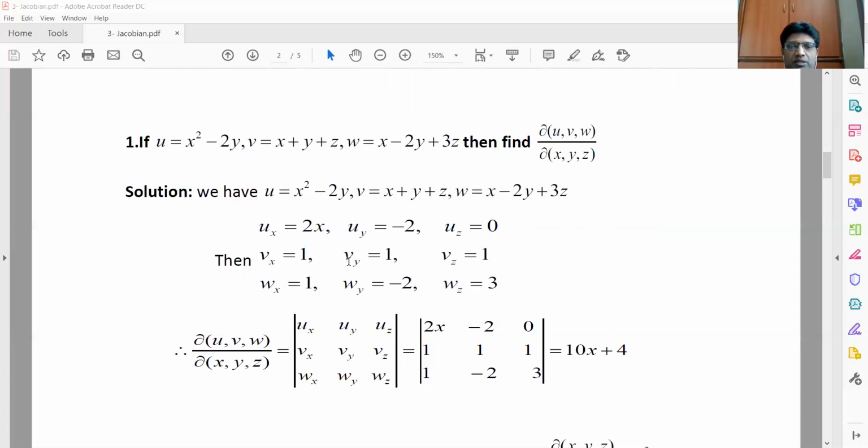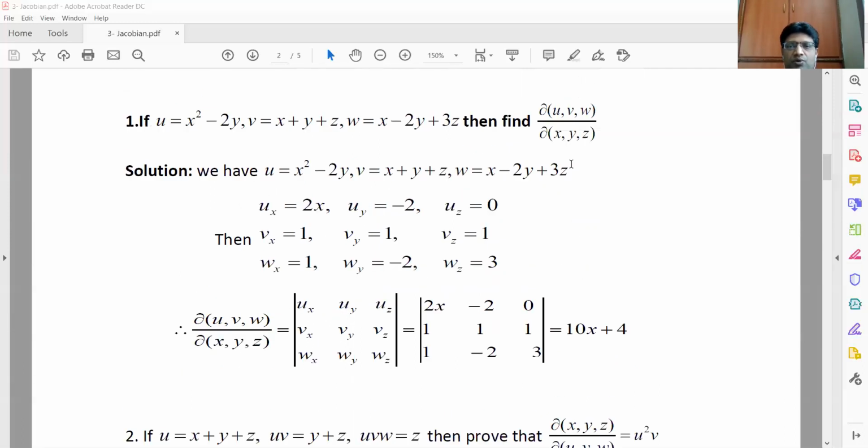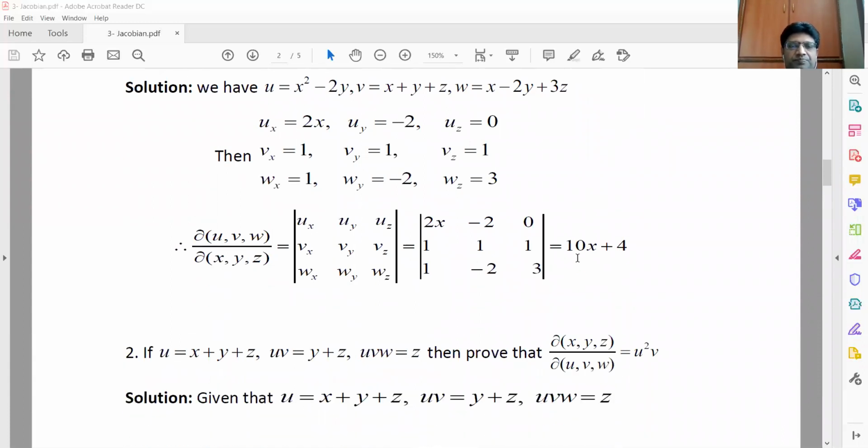We will substitute all these derivatives here in this formula. So we got this one. Now I have to expand this one. So if I expand this as a 3 by 3 determinant, it is very easy to expand. You will get 10x plus 4. So that is the value of the Jacobian of u, v, w with respect to x, y, z.